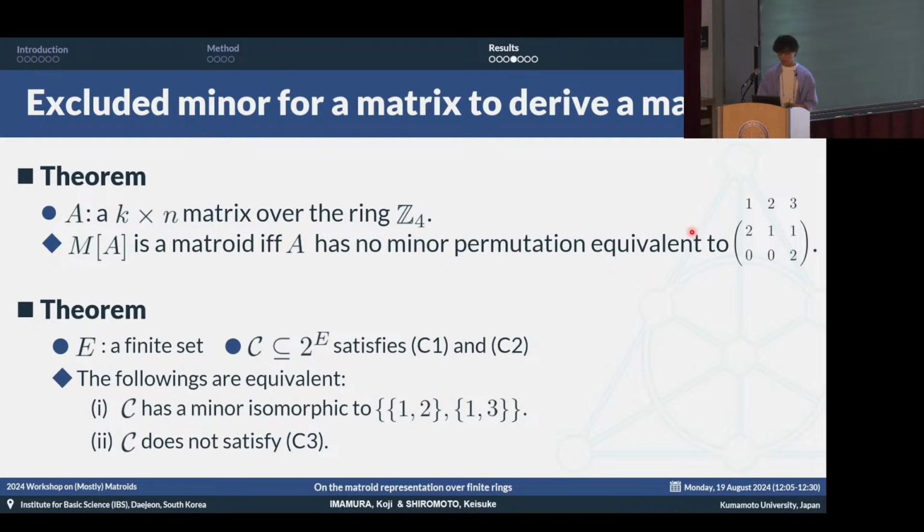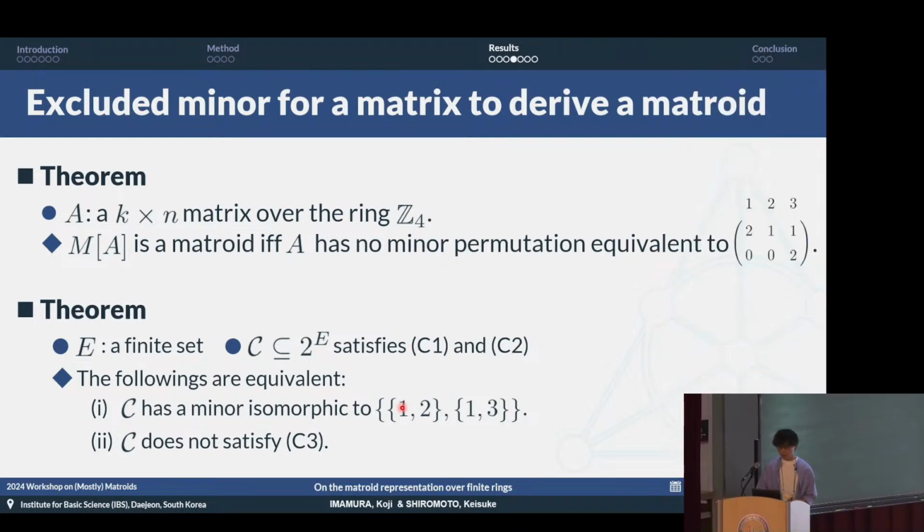So we proved the more general results using only set operations for a finite set E and a family of subsets of E. We defined deletion and contraction so that they correspond to those for matroids. And then we showed that the family can be the set of circuits of some matroid if and only if it has no minor isomorphic to the collection consisting of only {1, 2} and {1, 3}. So this needs only the circuit axioms and the operations of deletion and contraction. But its proof is slightly complicated.